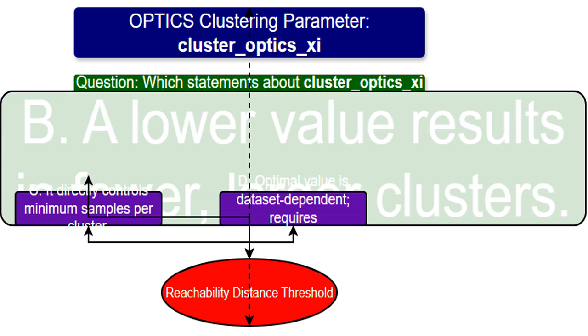The opposite scenario, a lower cluster_optics_xi, sets a less stringent threshold, allowing more loosely connected data points to be included in the same cluster. This leads to fewer, but larger clusters. Picture drawing fewer, bigger circles to encompass more widely spread points.